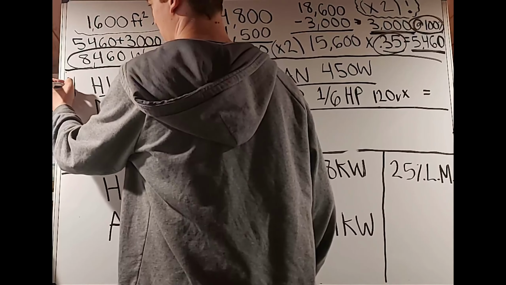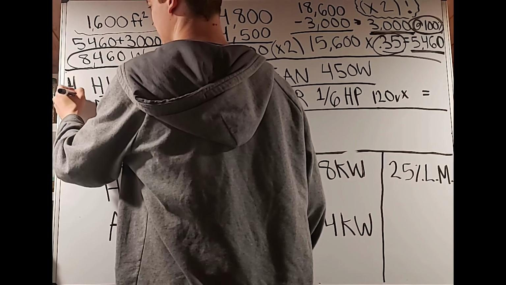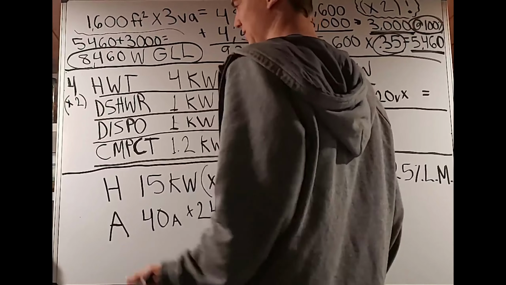So I'm going to write 4, but then we don't stop there. We also have 2 units. I always identify 2 units as the parenthesis times 2, so that's just how I do it.